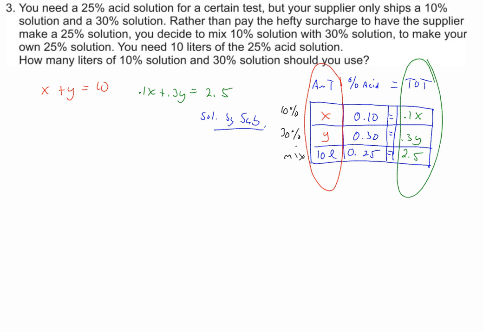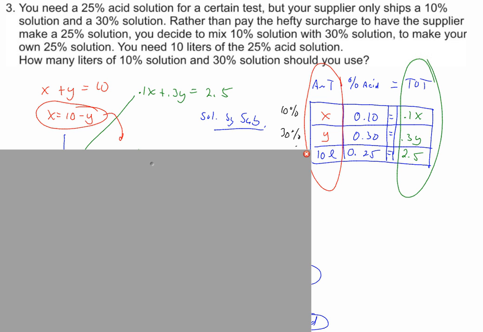Okay, I'm going to pause at this point, and I want you guys to finish this and make sure you answer the question at the end. Go ahead and finish the problem. Hope your answer makes sense.